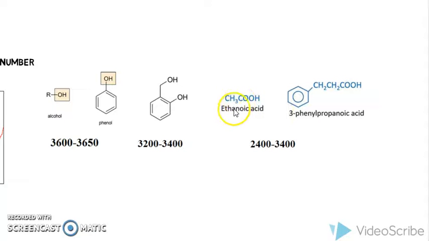And the OH group may also be present in different kinds of acid. For example, this is an aliphatic acid and this is an aromatic acid. This is also an OH group, which is present in aromatic acid. For acid OH, the range is 2400 to 3400. In this way, I have discussed three different kinds of OH group: the free OH group, the hydrogen bonded OH group, and the OH group present in acids. In descending order, you have to remember the ranges: 3650 to 3600, then 3400 to 3200, and then 2400 to 3400.